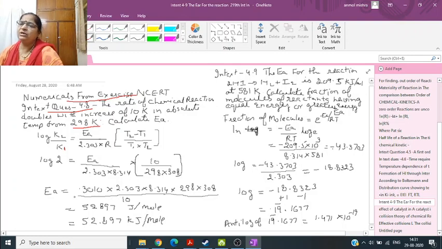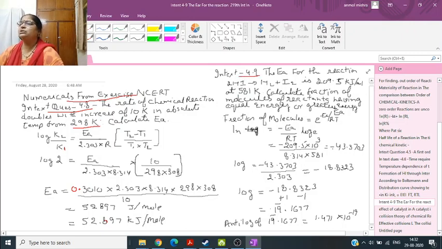So Ea is equal to, the value of log 2 is 0.3010, into 2.303 into 8.314 into 298 into 308 by 10. When we calculate, the value comes out to 52,897 joules per mole, and in kilojoules it will be 52.897 kilojoule per mole. The second question is textbook question 4.9.